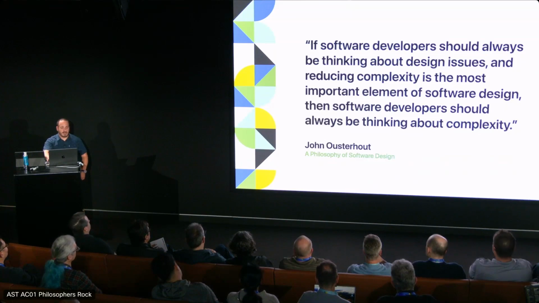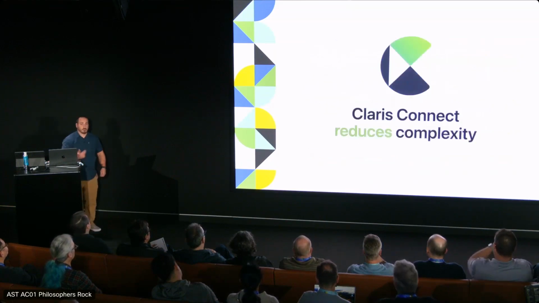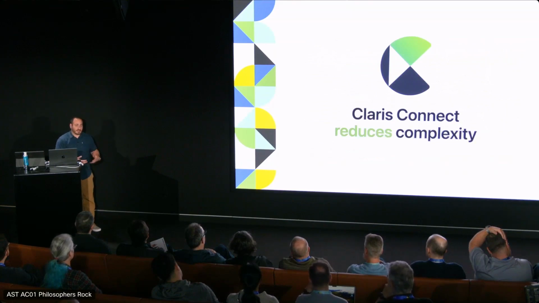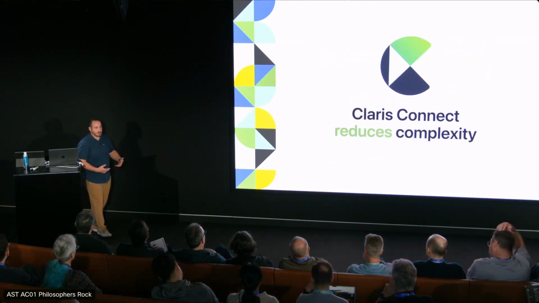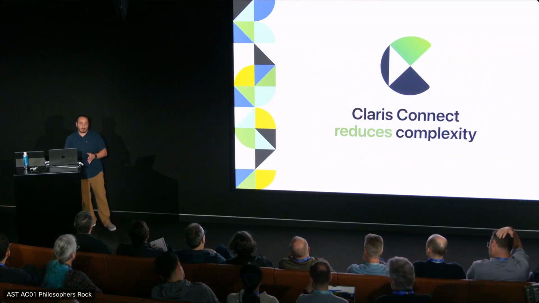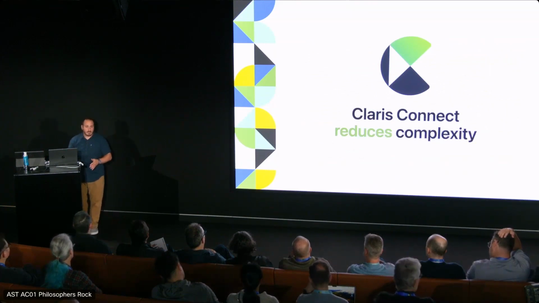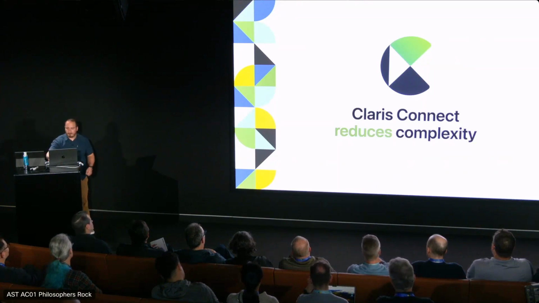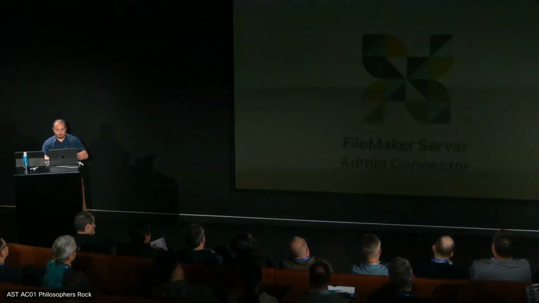And I would propose to you today that Claris Connect reduces that complexity. It allows you to abstract the complex integration logic that you have in your FileMaker scripts that's really hard to version, even harder to test, and move it into an area that's both easy to understand, easy to view, and then also easy to look at the history. Let's take a look at how that's done.